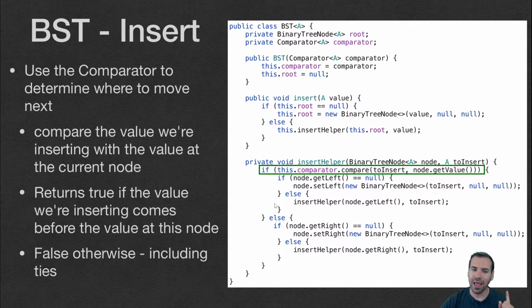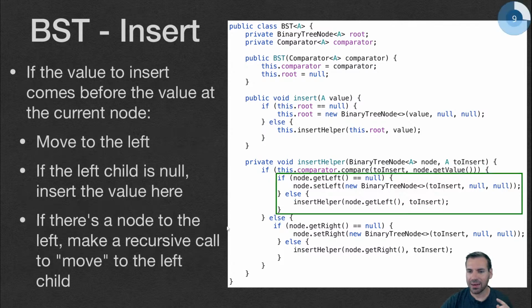So I'm thinking left, and now that I'm thinking left, I have to ask myself a question. Is the left node null? When I look to the left, do I see anything there? If I don't, I just found a home for this value. If I look left, I see nothing. I'm going to set that left to a new node with the value to insert.